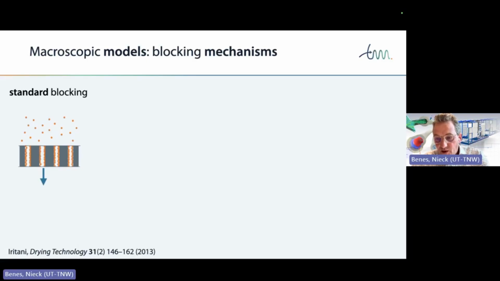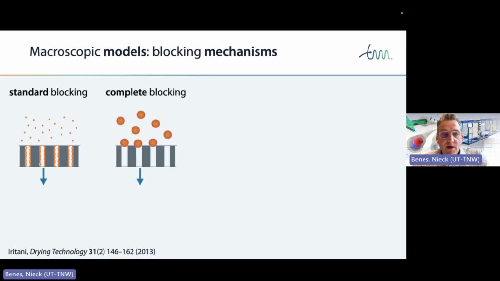Of course, there are different situations that you can think of. Traditionally, there are 4 different types of blocking which are very often envisioned for this type of process. There's something called standard blocking, where molecules are on the inside of the pores of the membrane, so thereby reducing the pore size of the membrane. There's complete blocking, where particles cover the entrance to a pore, and thereby the pore is no longer, let's say, accessible for transport taking place.